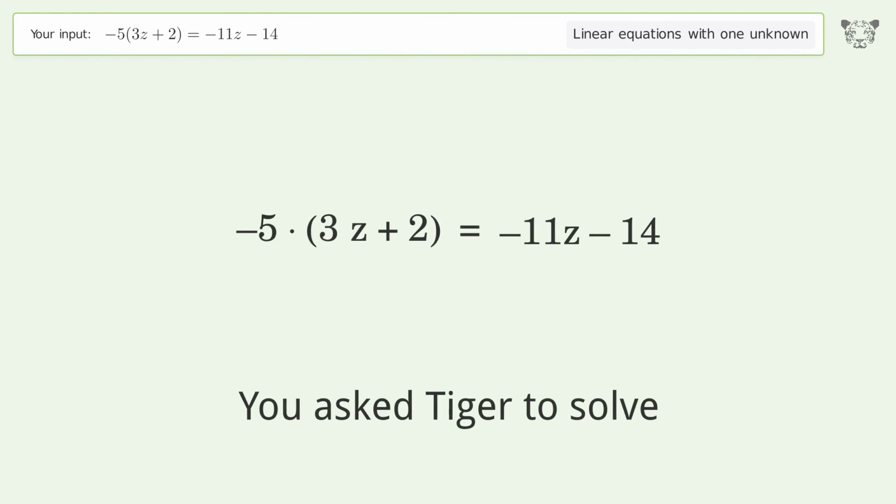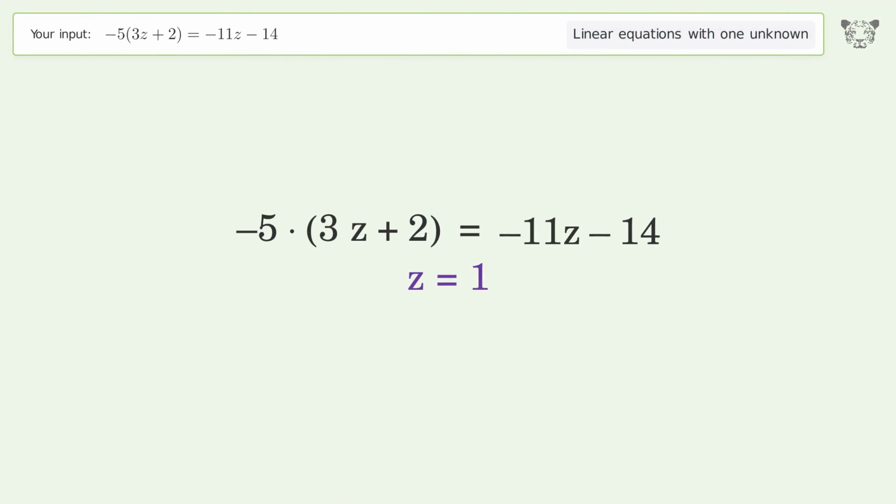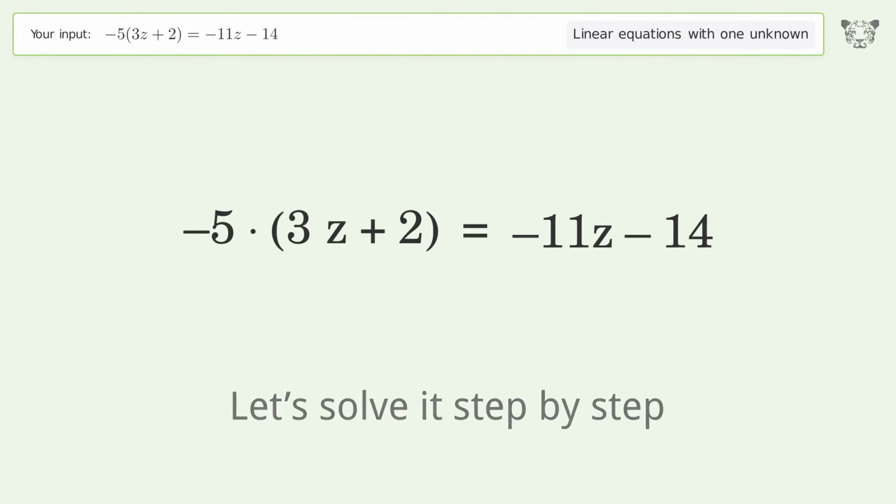You ask Tiger to solve. This deals with linear equations with one unknown. The final result is z equals 1. Let's solve it step by step.